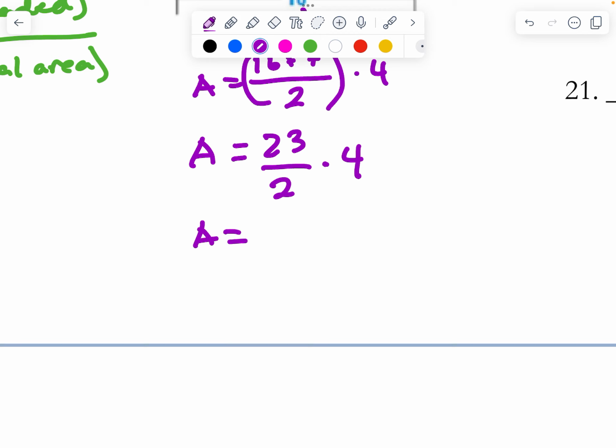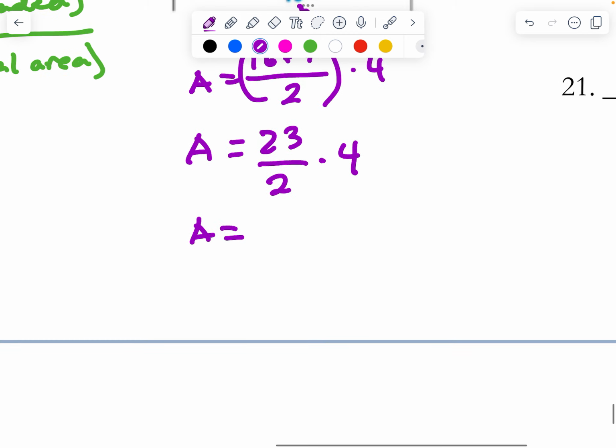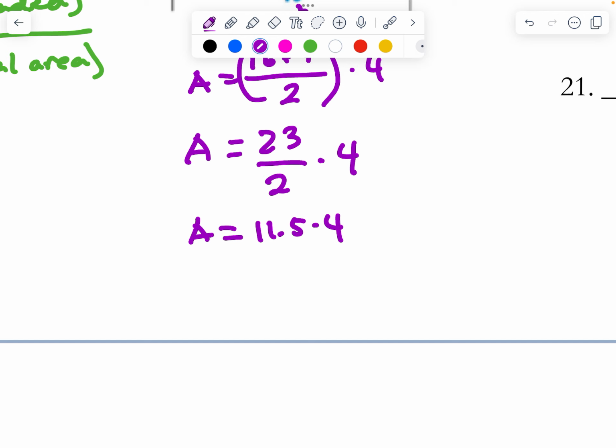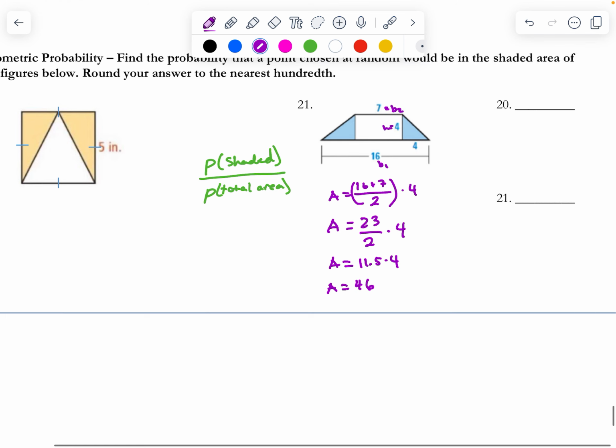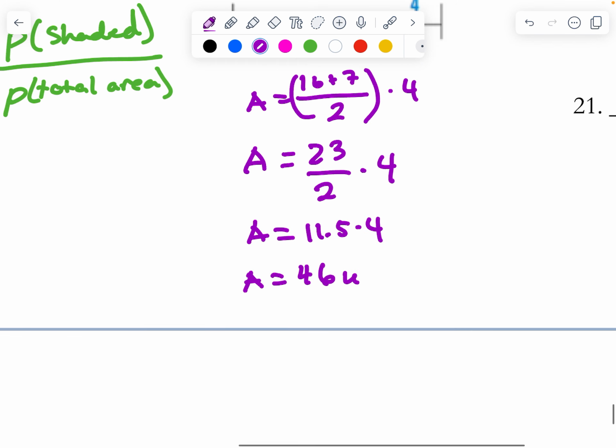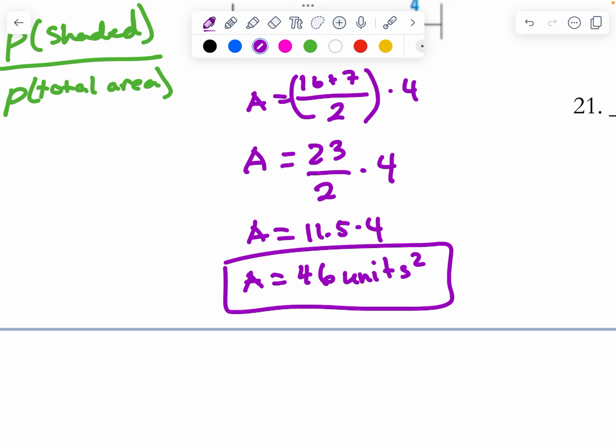Area is going to equal, I believe, 46, but this is going to give us 11.5 times 4. It should be 46, but once again, always double check your math. So I'm going to do 23 divided by 2, multiply that by 4, and I did get 46. So my area is 46, and that should be in units squared. It doesn't really matter right now, but that's going to be my total area. I'm going to write area T for total area.